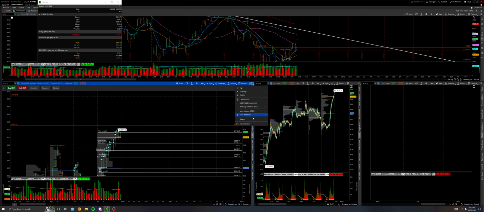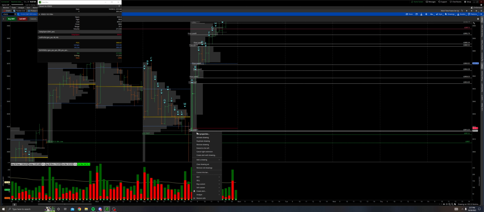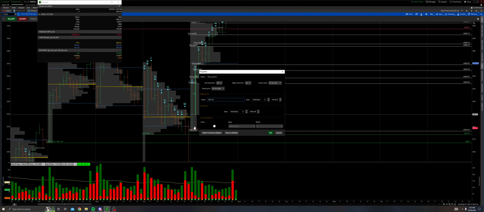Let's get back to our destinations and put them in properly. So we have today's low at 316.50. Today's low of day.